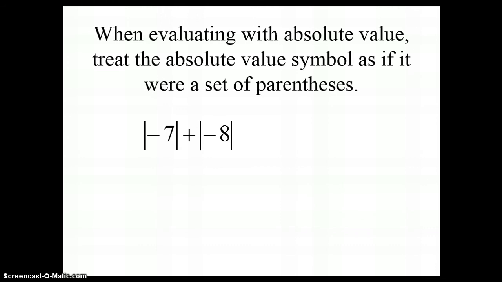Let's look at this one. The absolute value of negative 7 plus the absolute value of negative 8. Since the grouping symbols do not include the addition sign, I'm not going to add first. I need to take care of what's inside the absolute value symbols. So the absolute value of negative 7 is 7, and the absolute value of negative 8 is positive 8. Now I can add these to get an answer of 15.